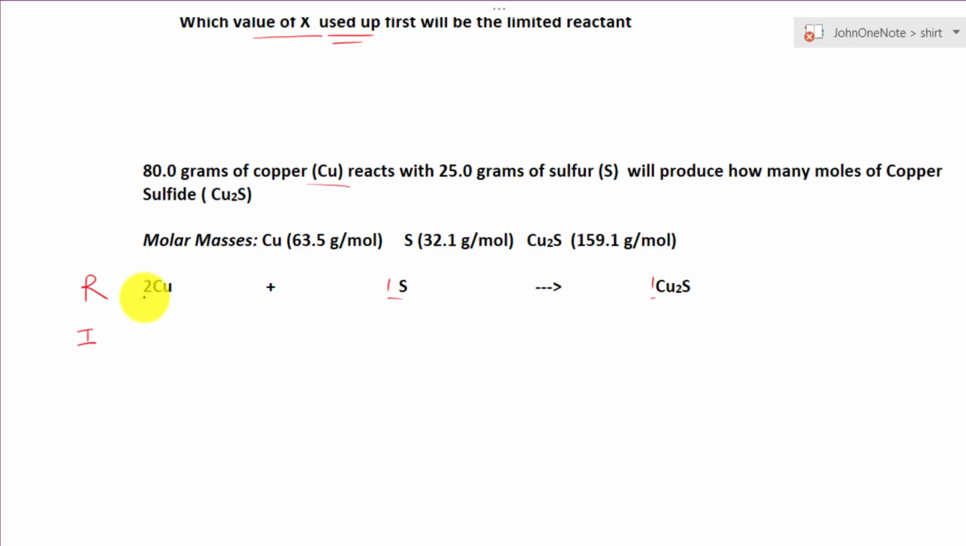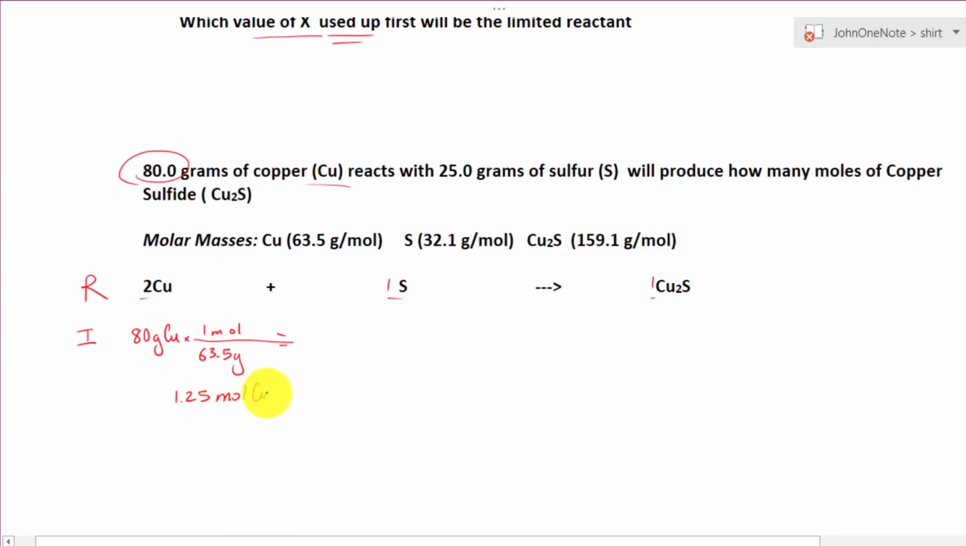So in this case, for copper, what do we know about copper? We have 80 grams. To convert from grams of copper, all we have to do is divide by the molar mass. So first we have to convert grams of copper to moles of copper. We have 80 grams of Cu, and we're going to multiply that by the molar mass, which in this case, copper is 63.5 grams equal to 1 mole on top. And we do the math. This gives us 1.25 moles of copper.